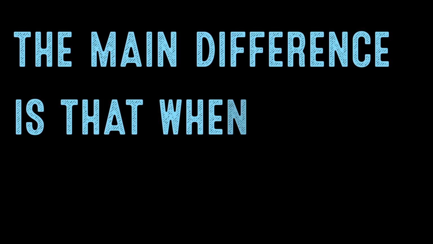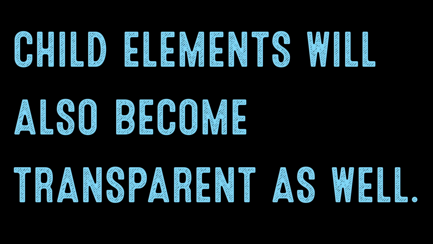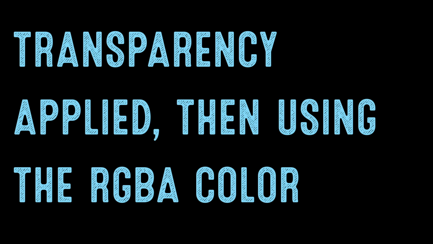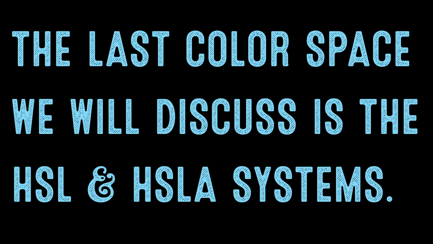The main difference is that when using the opacity property to add transparency to an element's background, all the child elements will also become transparent as well. If you do not wish the child elements to also have the transparency applied, then using the RGBA color space would be preferred. The last color space we will discuss is the HSL and HSLA systems.